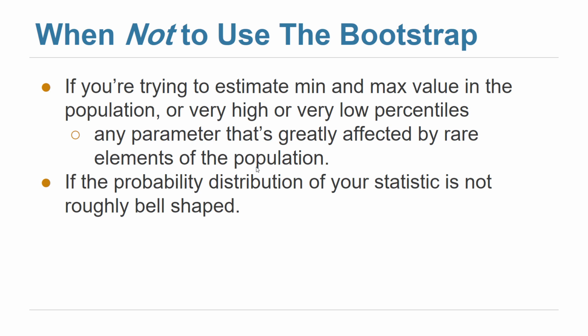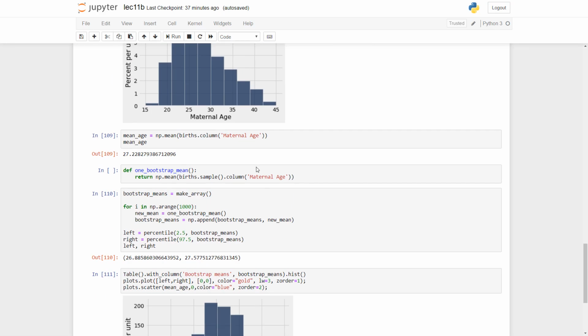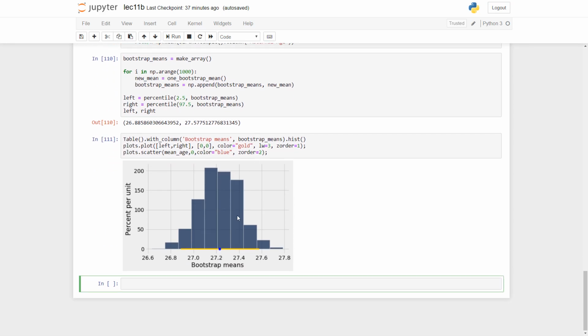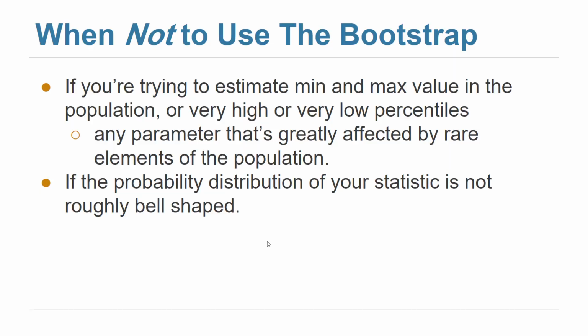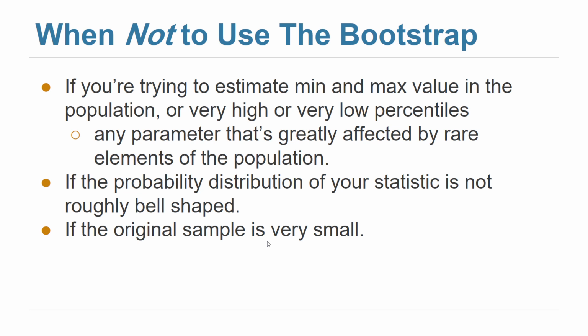Also, you should not use it if the probability distribution of your statistic is not roughly bell-shaped. Okay, bell-shaped is like the normal distribution, if you are familiar with that. If we look at the distribution of the means here, it is bell-shaped. It's like the bell. So if your empirical distribution doesn't show something like a bell distribution, then the bootstrap method will not give you a good estimate. Or, of course, if the original sample is very small. And we'll talk about that more, inshallah, in the next session.